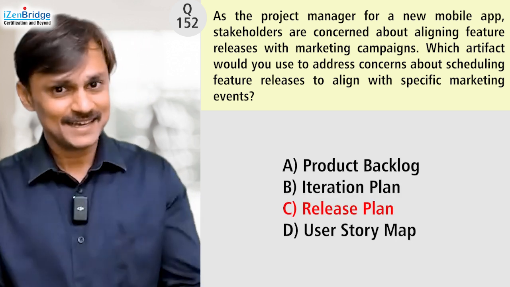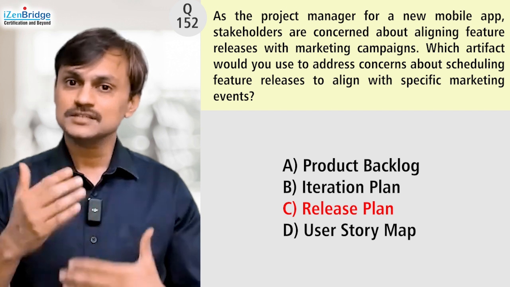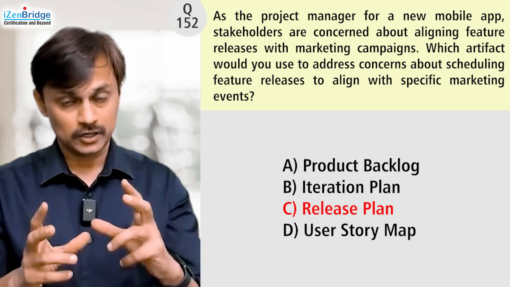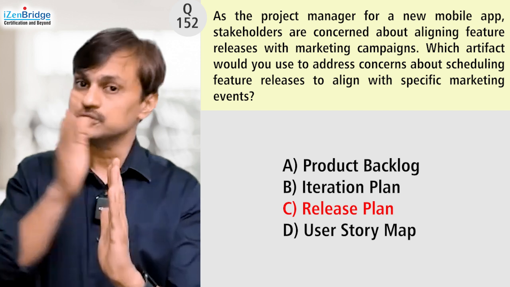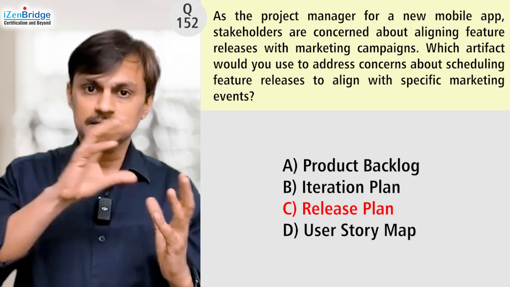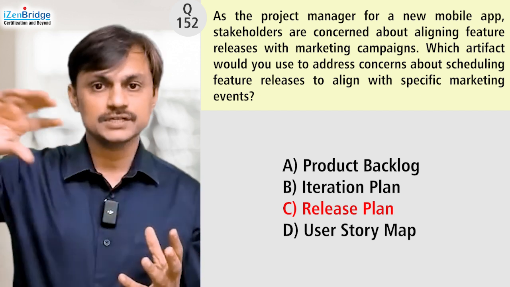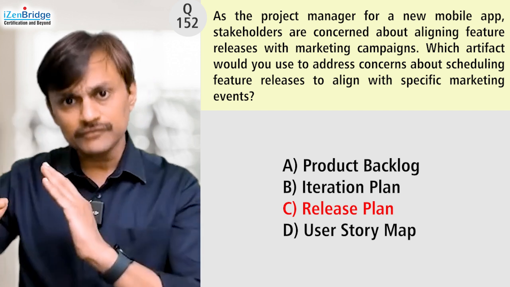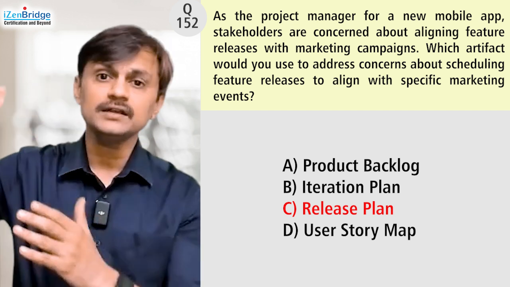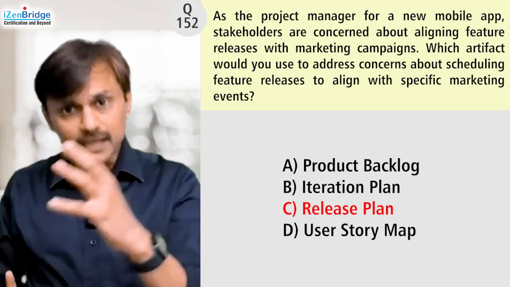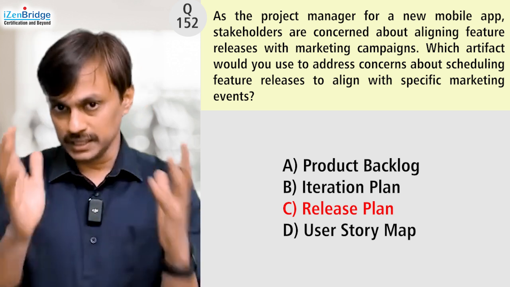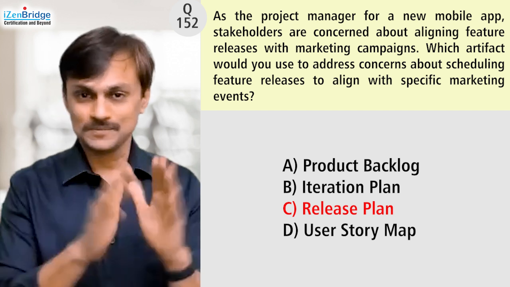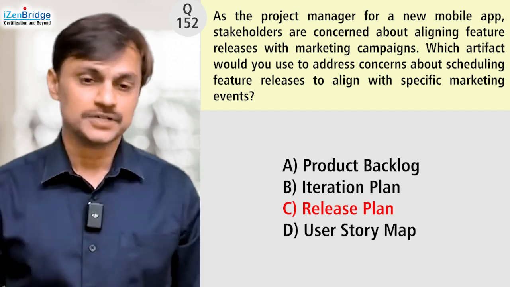That looks great. Release plan is meant for that purpose only. It's a subset of the product backlog. It goes beyond one iteration. It is expected to show what features are coming in upcoming releases. It is meant for integrating market events and milestones with our development direction. So this question is designed for the release plan. Option C is definitely the right option.